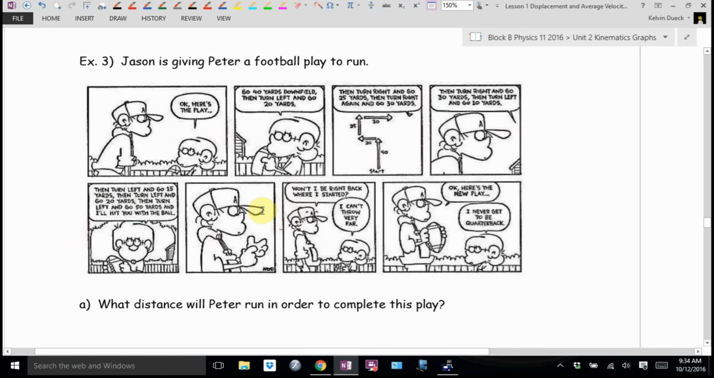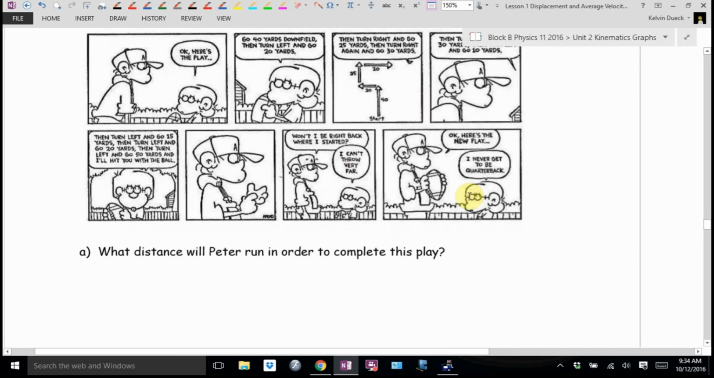Peter thinks for a little bit. Won't I be right back where I started? Jason says, I can't throw very far. Okay, here's a new play. I never get to be quarterback. What distance will Peter run in order to complete this play? By the way, I have before run this play on the football field, and you do end up back where you started from. The physics in here is correct. What distance will he run?